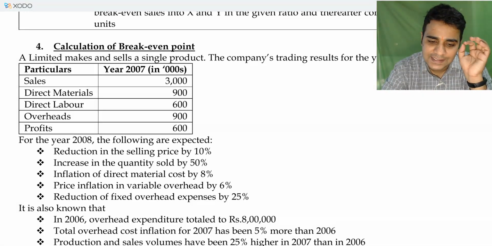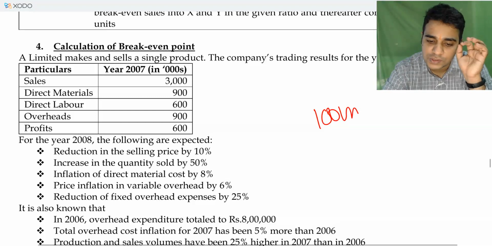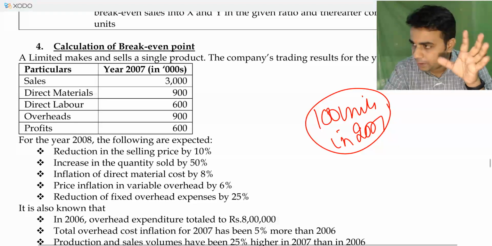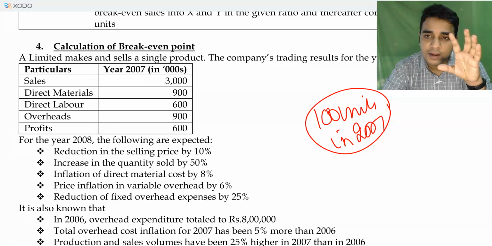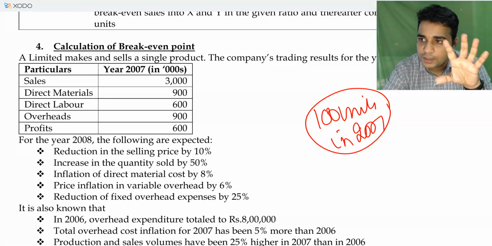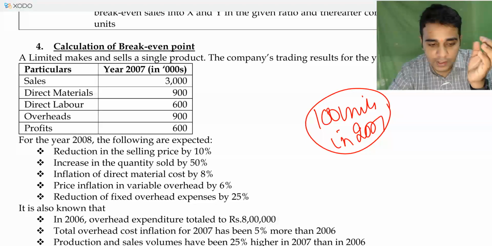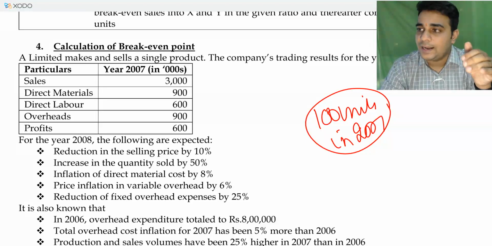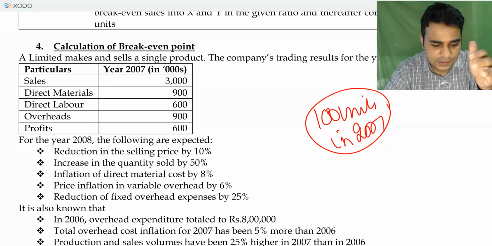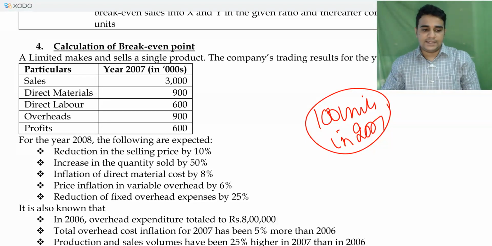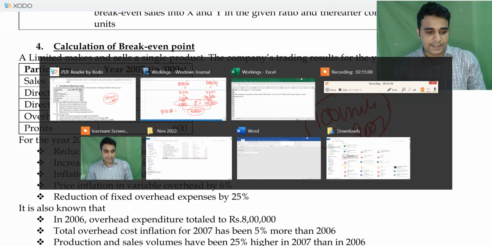So, I will make an assumption that 100 units are sold in 2007. This makes it simpler for me to solve the question. And each unit needs 1 unit of raw material. So, 100 units means 100 kg of raw material, 100 labor hours. So, that is the assumption. That is how we will solve it. So, with that assumption, we will try to get the 2008 trading results and thereafter start answering whatever is asked in the question. Working note 1, estimated trading results for 2008.